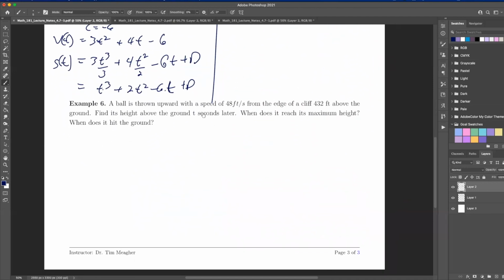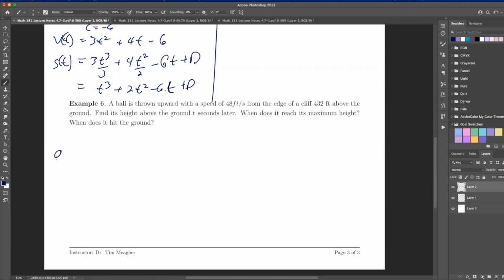A ball is thrown upward with a speed of 48 feet per second off the edge of a cliff. It's 432 feet above the ground. What is the height above the ground t seconds later? When does it reach its maximum height? When does it hit the ground? Okay, so here we're going to answer some questions.